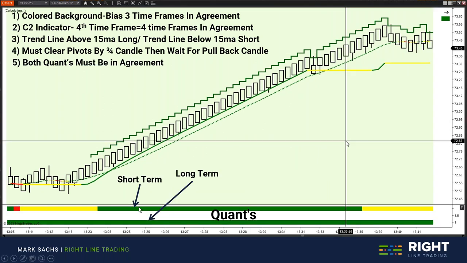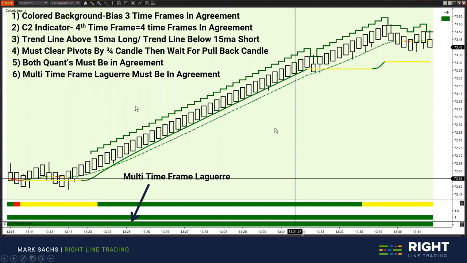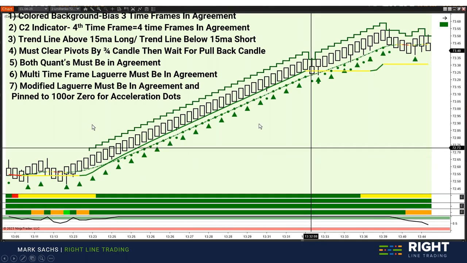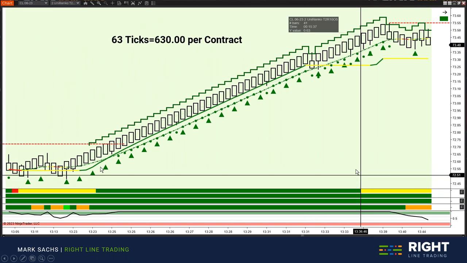Okay, you want both quant lines. The top one is a short term, the bottom one is the long term. You want the multiple time frame Laguerre for momentum. Okay, in agreement, everything's green. And you want the modified Laguerre to be pinned at 100 or 0, so you get the acceleration dots here. So you take this setup and boom, 63 ticks, $630 per contract. And it's simple. Everything green, acceleration dots, C2, colored background, take the trade.